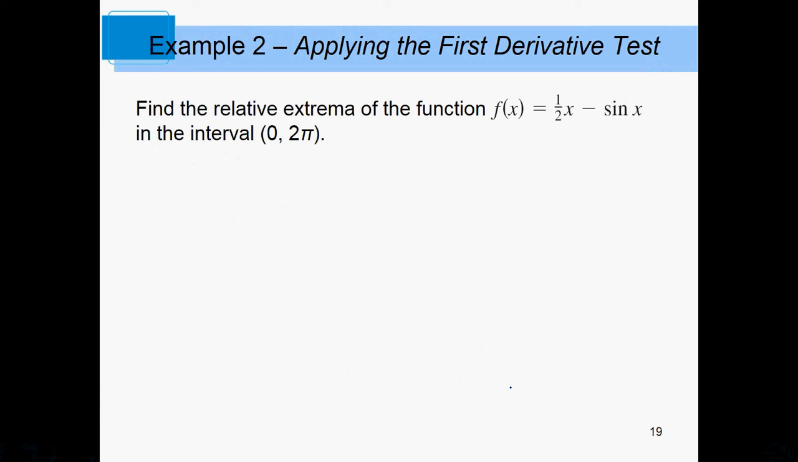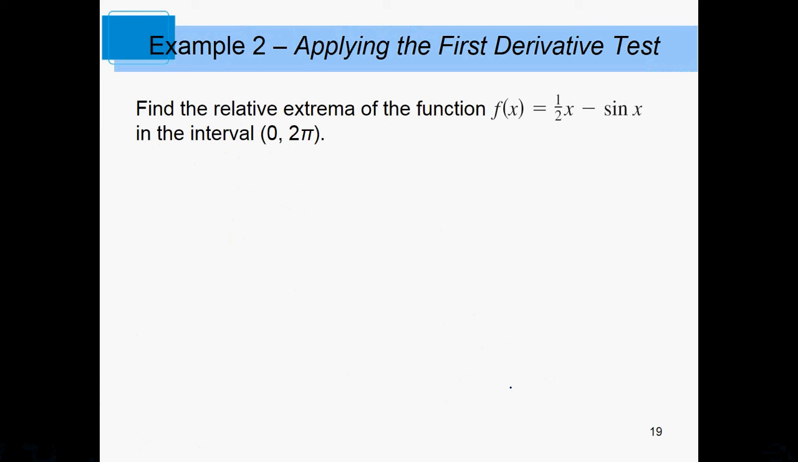So now I can give you a function, and I can say, find the relative extrema of this function, 1/2 x minus sine x, but only on the interval from 0 to 2 pi. So notice I restricted that domain. Well, this is a polynomial and a trig function, so I know it's continuous and differentiable over the entire number line, particularly from 0 to 2 pi, so I know I can do everything that I've learned so far. So if I take the first derivative, what do I get? What's the first derivative of 1/2 x?